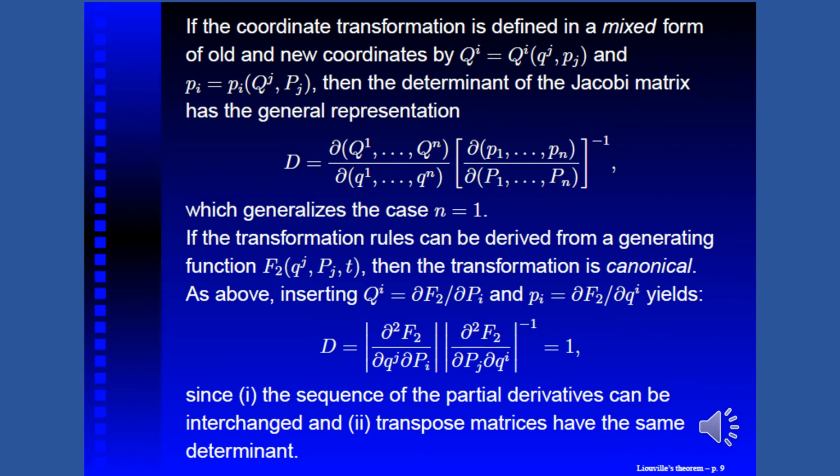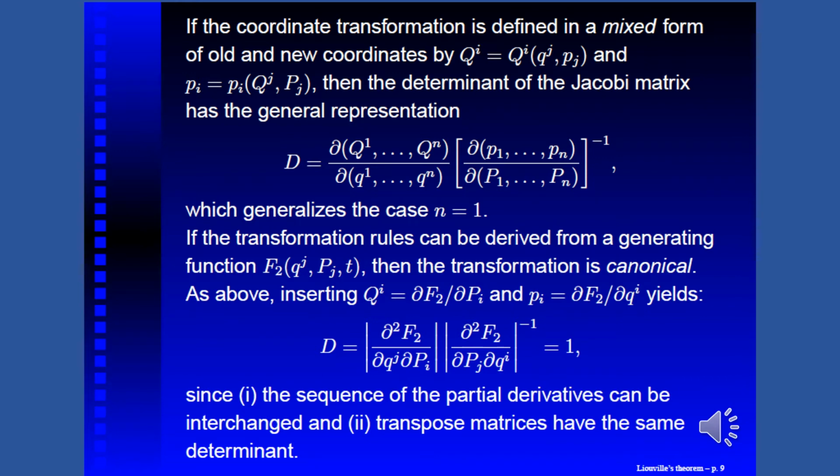If the coordinate transformation is defined in a mixed form of old and new coordinates by capital Qi is equal to capital Qi of small qj, pj and small pi is equal to small pi of capital Qj, Pj, then the determinant of the Jacobi has the general representation as capital D is equal to partial (Q1 to Qn) divided by partial (small q1 to small qn) into partial (small p1 to pn) divided by partial (capital P1 to capital Pn), whole power minus 1, which generalizes the case n is equal to 1.